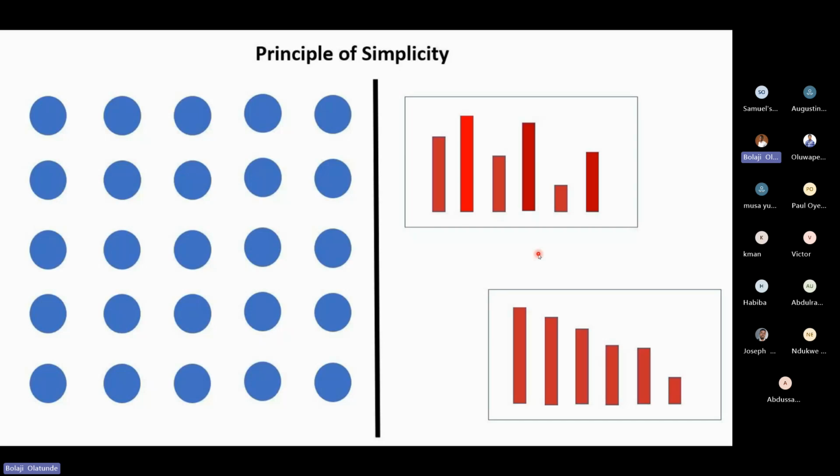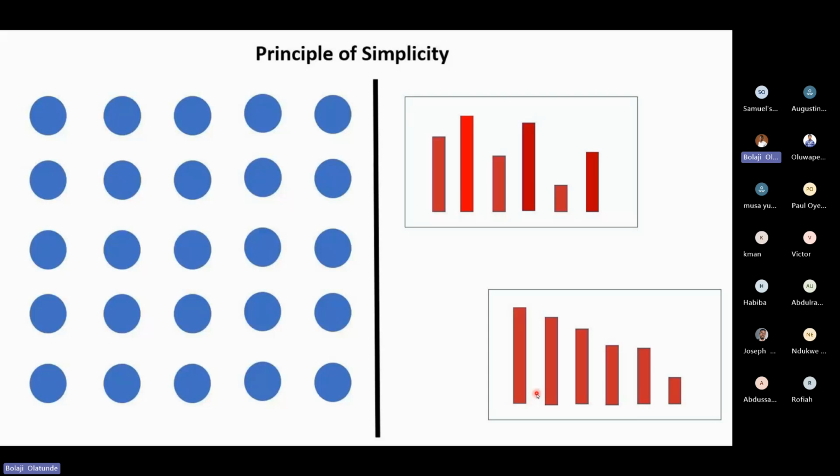So the principle of simplicity is just what? Keep it simple. What you're trying to communicate, keep it as simple as possible, make it as easy as possible for your audience to understand it. And that's why you see down here, those bars are nicely sorted from the highest one to the lowest one. And within milliseconds, you can determine which bar has the highest value, which bar has the lowest value, which one is performing best, and which one is performing the least.